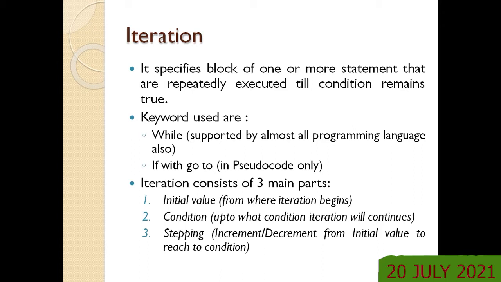So some keywords are used in programming languages like while, for, etc. Iteration consists of 3 main parts, starting with the initial value. As I told you, before you start taking your 10 rounds in the quadrangle, my counter will be 0. That is the initial value. Then the condition: up to what point the iteration will continue. When the counter crosses 10, my condition fails. As long as it is equal to or less than 10, the condition is true.